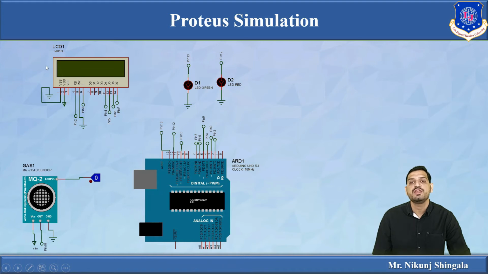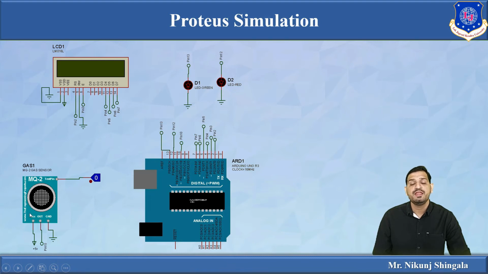An LCD is used to display whether gas is detected or not. There are two LEDs which are connected to pin 12 and pin 13. This is a terminal I have used; I have not made a direct connection. If I make direct connections, the number of wires will increase and ultimately Proteus will take more time. That's why I am using this kind of terminal, with the LEDs connected to pin 12 and pin 13.